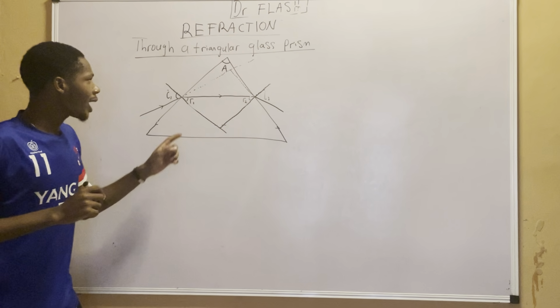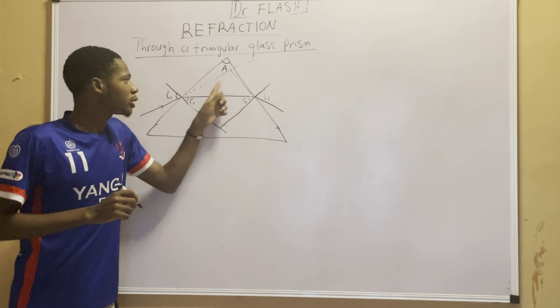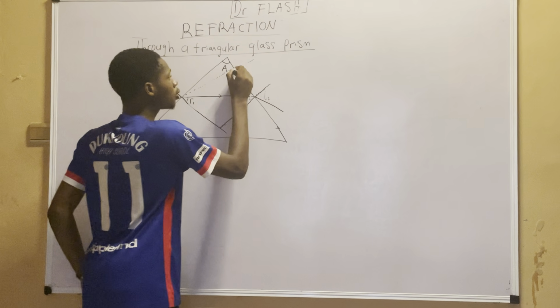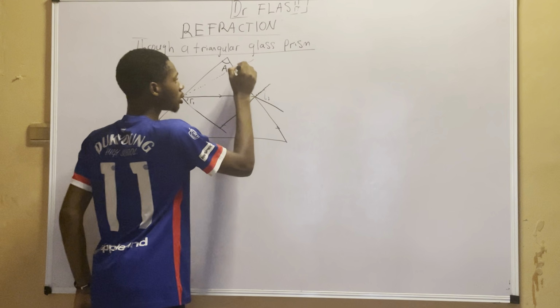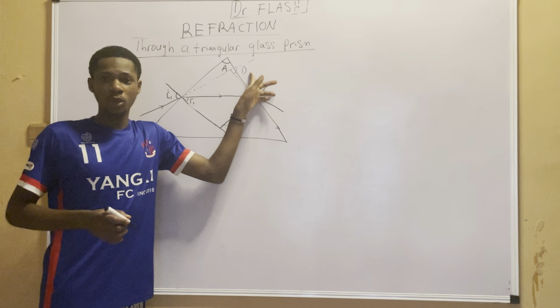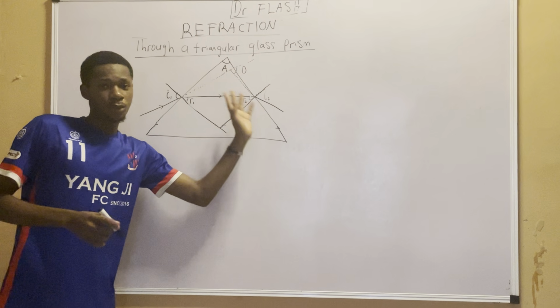Now take note, the angle formed by the two weak refracted rays, I'm going to call it the deviation. Okay, I'm going to call it the deviation. This angle is going to be called what now? The deviation. Now I'm going to pause that for now.